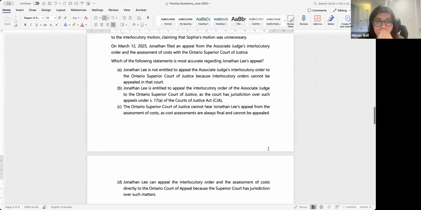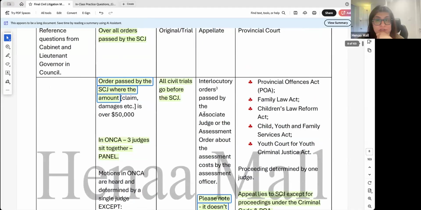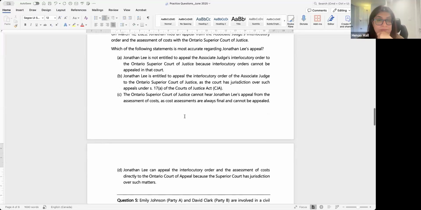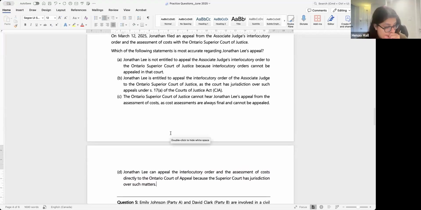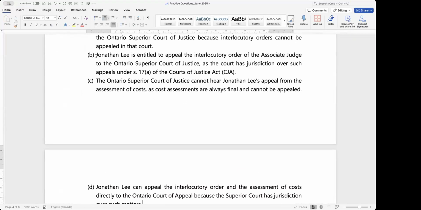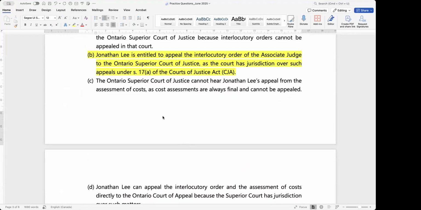What is the answer? I think A, if I'm not wrong. Why? I told you, till the time your jurisdiction is not clear, you won't be able to proceed further. Let's go to interlocutory orders passed by the associate judge or assessment order. This is the exact answer. Answer is D. Can appeal the interlocutory order and the assessment order. Sorry, no, not in the Ontario Court of Appeal. It goes to the SCJ, exactly. B. Sorry, B is the right answer. Yes, B is the right answer.